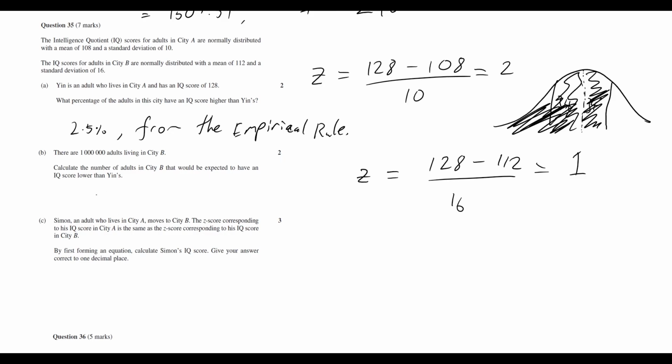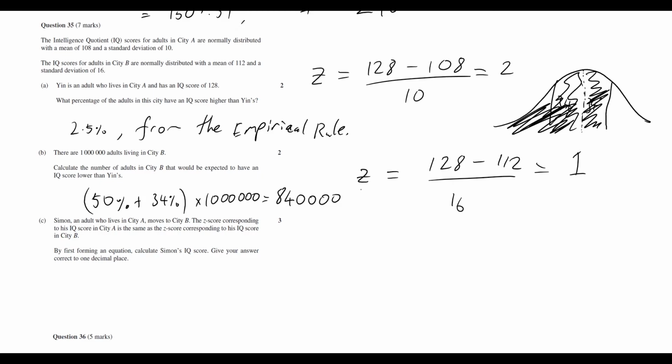So our final answer here is going to be 50% plus 34%. And then what we're going to do is we're going to times that by 1 million for the number of adults living in City B. And we find that the answer is 840,000. And that's our answer to part B.